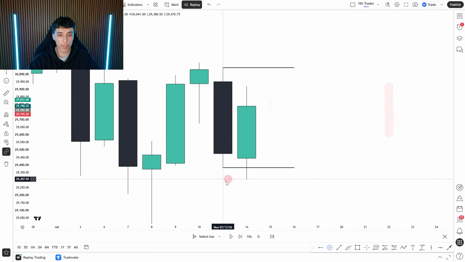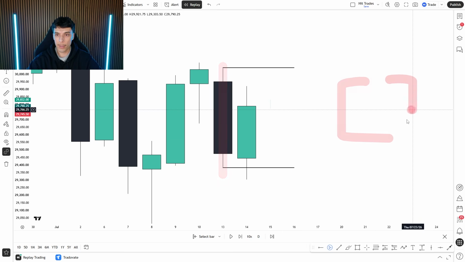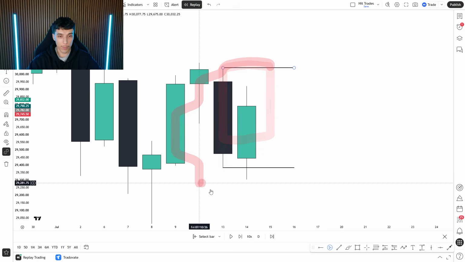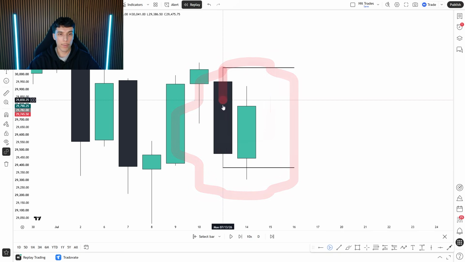Then the following candle that forms after this candle right here is going to be referred to as candle 2, C2. Now I want to see if this candle can take out the high or low of this first candle and then close within the first candle's range. And as we can see, that is exactly what we have. So we have our C1, the second candle swept the low and then closed within the range of this first candle.